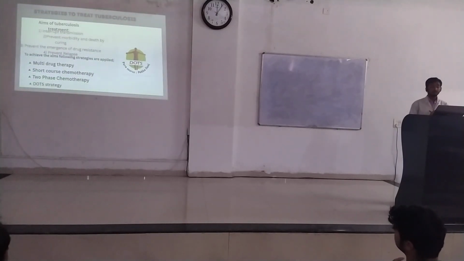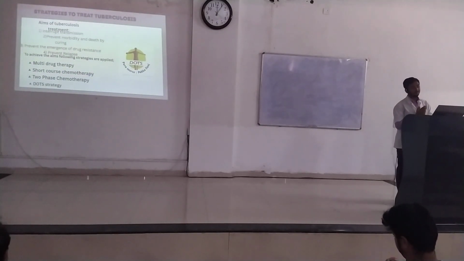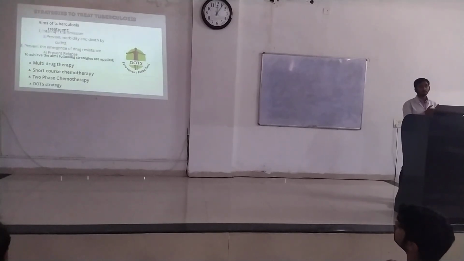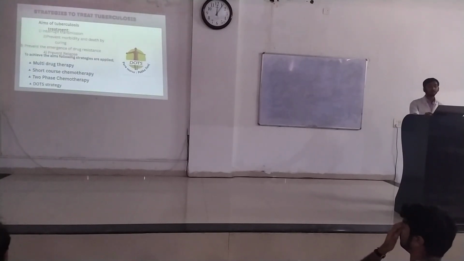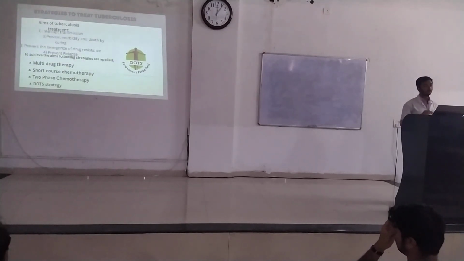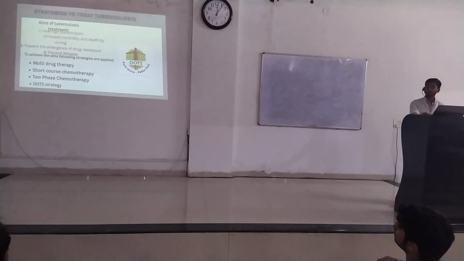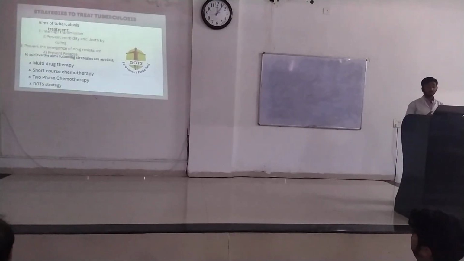Now, strategies to treat TB. So, aims of tuberculosis treatment. Whenever you start any treatment, there is some aim, and you have to consider these guidelines and do it accordingly. So it is to interrupt the transmission of tuberculosis, to prevent morbidity and death by curing, to prevent the emergence of drug resistance, and to prevent relapse. To achieve the aim, the following strategies have been practiced.